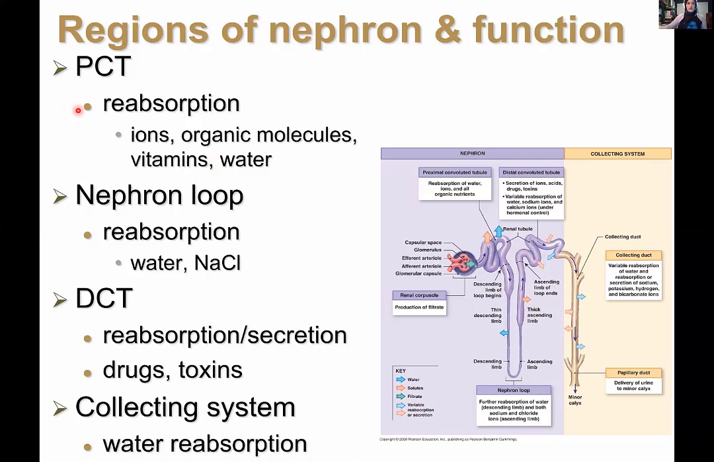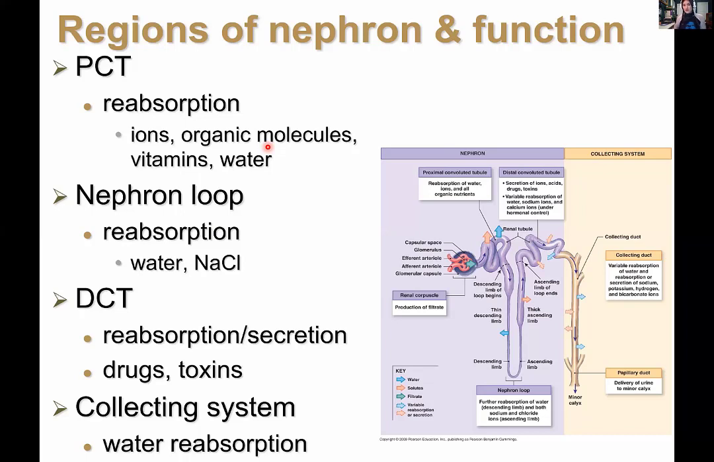The proximal convoluted tubule is kind of analogous to the jejunum. The jejunum is going to be doing the most nutrient absorption. Likewise, the PCT is doing the most reabsorption from the filtrate. So anything useful that needs to be grabbed back from the filtrate is going to be mostly happening in the proximal convoluted tubule. This includes ions, organic molecules like glucose, vitamins, so water-soluble vitamins, specifically vitamin C, etc. And water follows along for the ride.